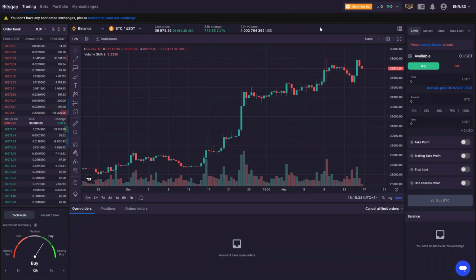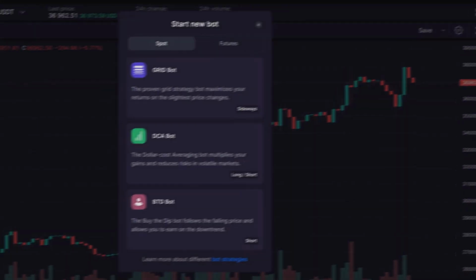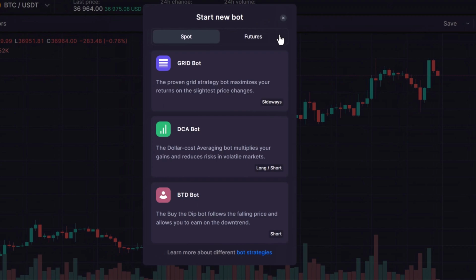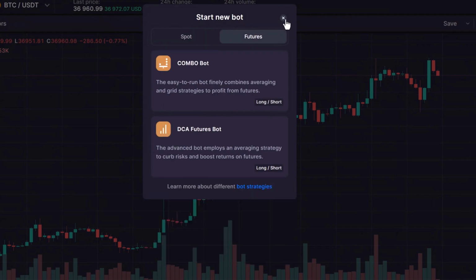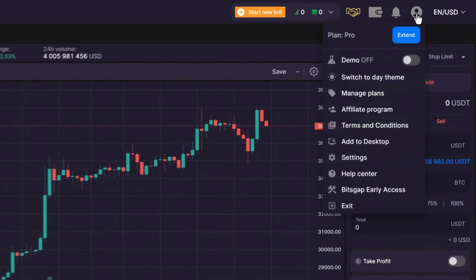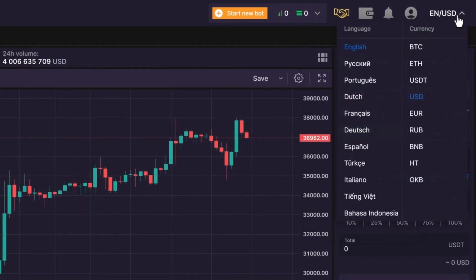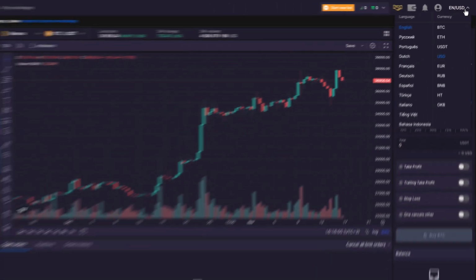Now, let's turn our attention to the upper right corner. Launch your journey with automated trading by clicking Start New Bot. Stay on top of the latest with notifications, personalize your experience in account settings, and effortlessly switch between languages and currencies for a truly global trading experience.